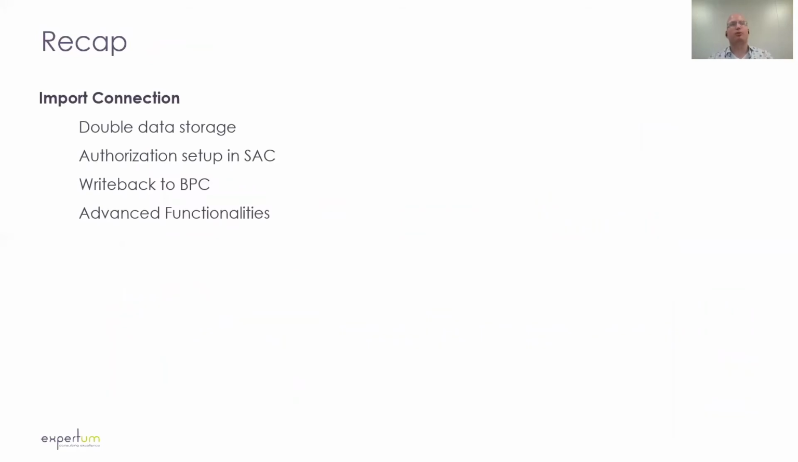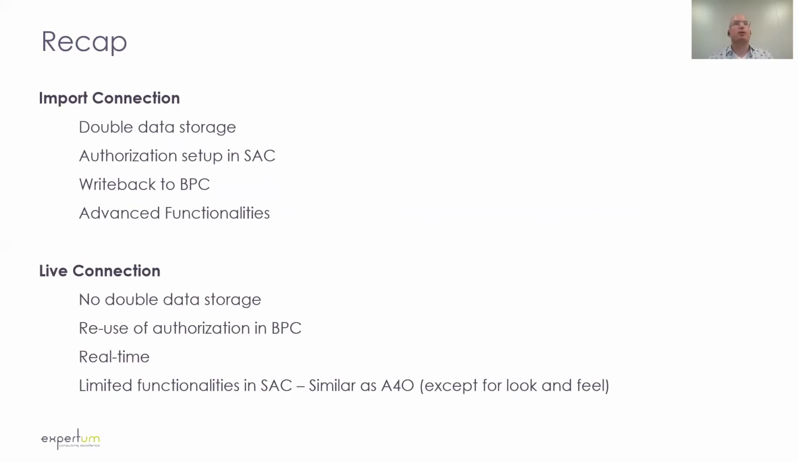So a short recap. The import connection doubles the data storage. Your authorization should be set up in SAC. It's a write-back functionality to BPC, and there are some advanced functionalities that are not available in the live connection. The live connection just plugs into BW, so you don't have to load anything to the cloud. You can use your authorization in BPC from the cloud. It's real-time, but it has limited functionalities. So basically, it's Analysis for Office, but with a better look and feel.